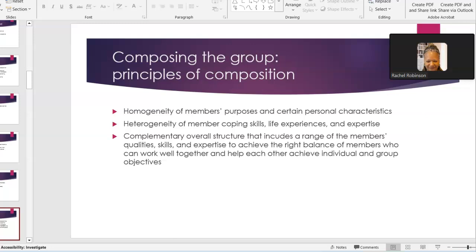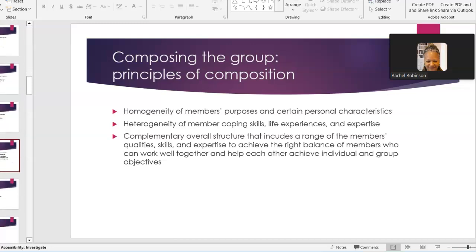Go back to the members that Nancy has identified. You have some information about them. Talk to Nancy about them in terms of the group being heterogeneous and also homogeneous. And then you have complementary overall structure, and that's the range of members' qualities, skills, expertise, the things that they have to achieve a sense of equilibrium of members so that you can have some assurance that the members can work well together and help each other to achieve individual and group objectives.